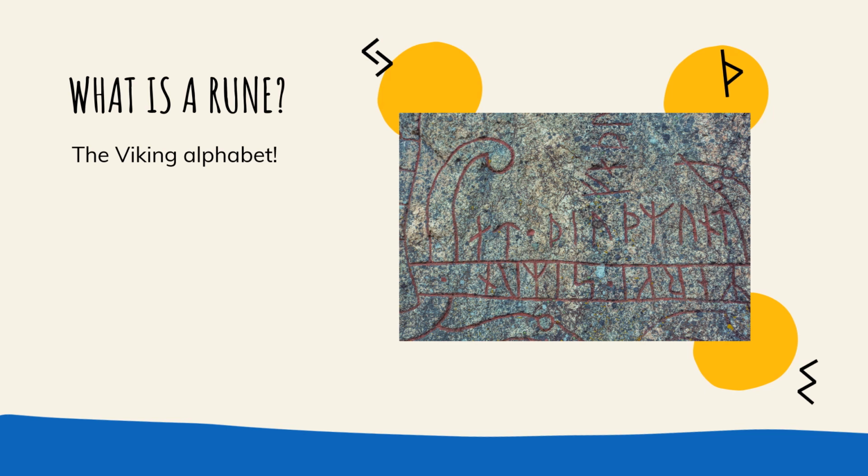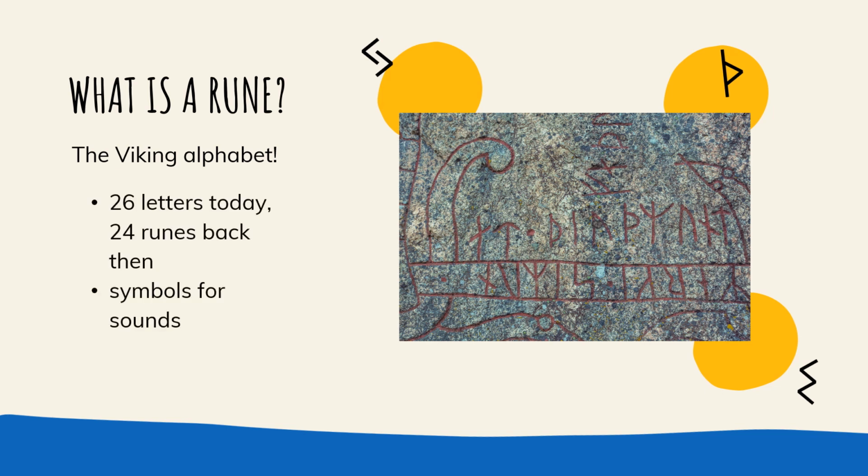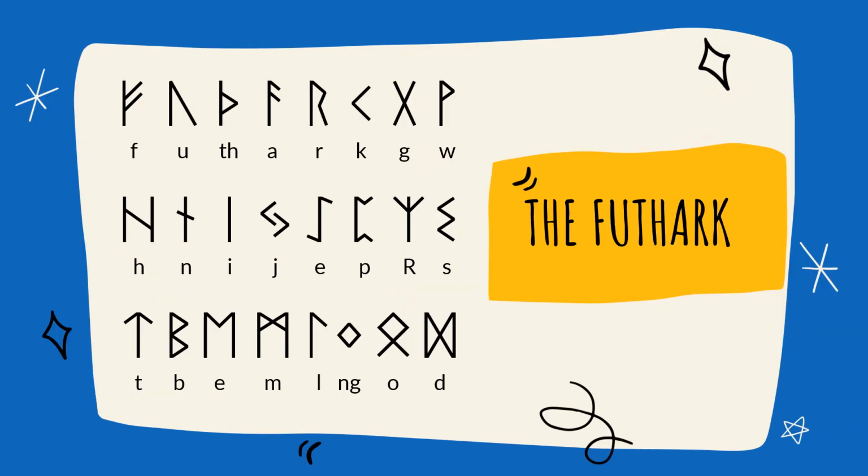Today in school we learn how to read and write using the alphabet, a series of 26 letters that match up with sounds to make words. The Vikings in ancient Scandinavia did the same thing, only their alphabet looked very different from ours. Instead of the ABCs, the Vikings wrote using runes. The original Viking alphabet had 24 runes and was called the Futhark. Basically, each rune is like a letter, and the Futhark is like an alphabet.